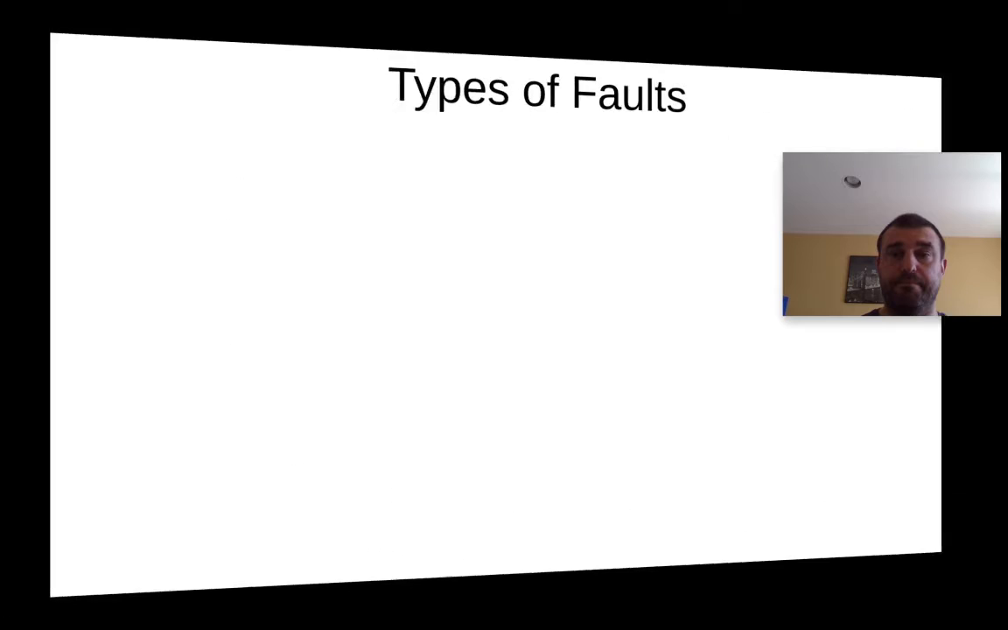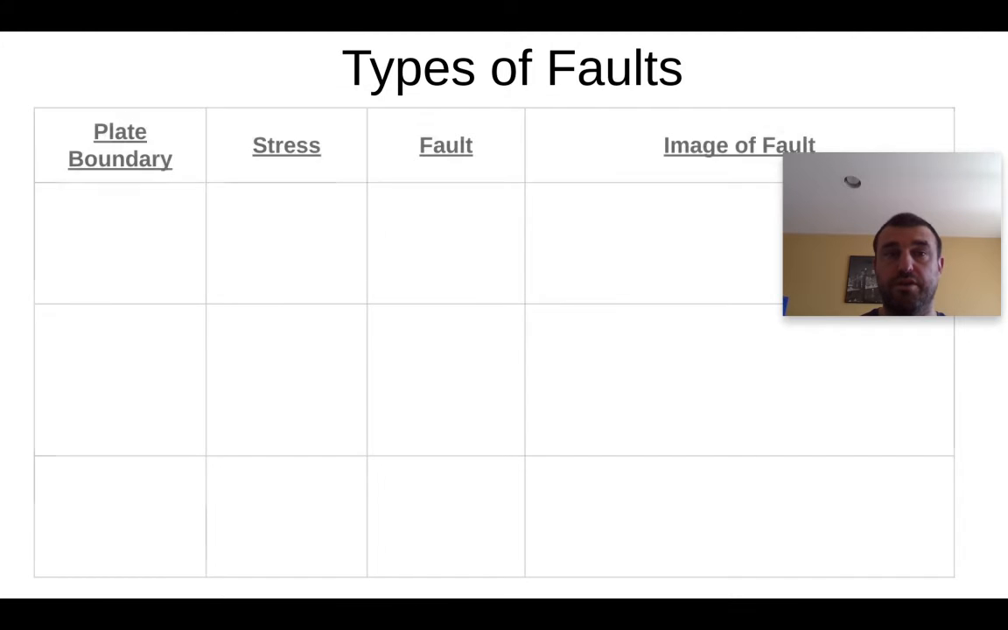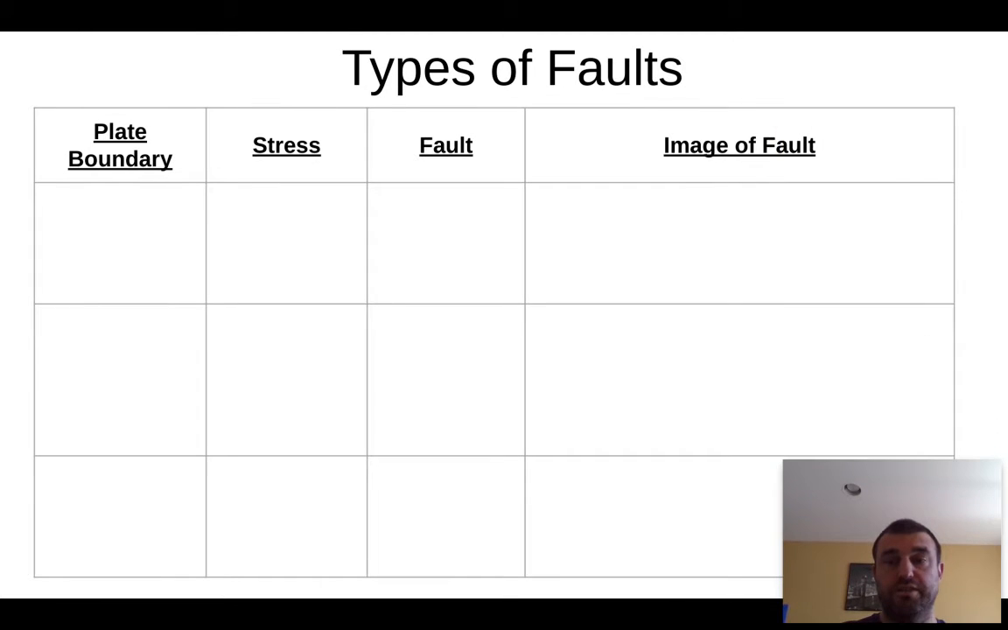All right. Next is a chart associating the type of boundary with the pressure that's caused and then the fault that would be formed. So in a divergent boundary, divergent means to move apart. We spent a lot of time going over that. Stress is the force that's applied. The stress that makes a divergent boundary move apart is called tension. You might just call it a pulling force. This creates what's called a normal fault.